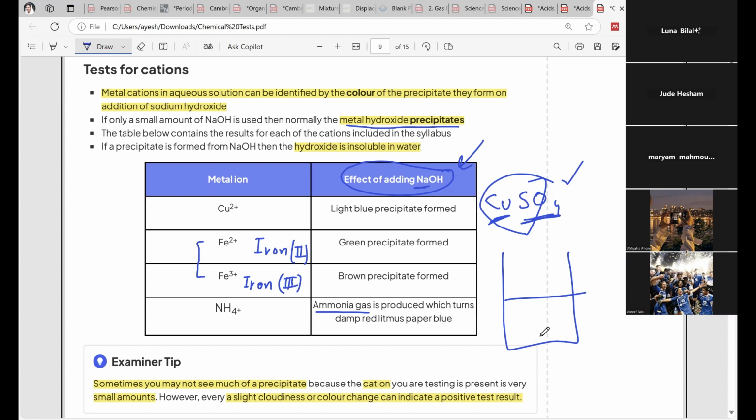So one positive ion, one negative ion is there. So we want to identify which positive, which negative is in the solution.